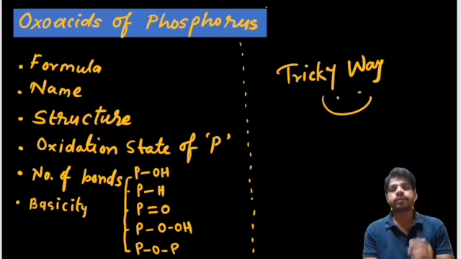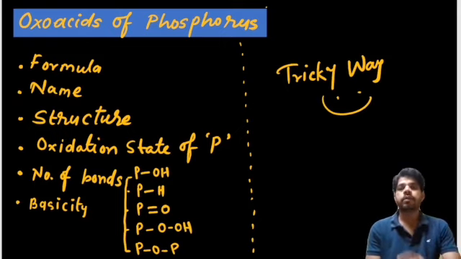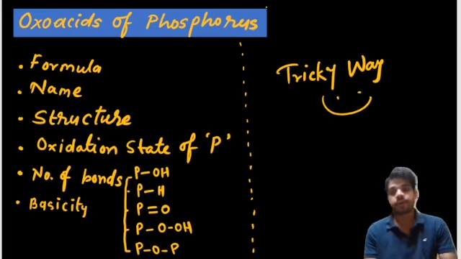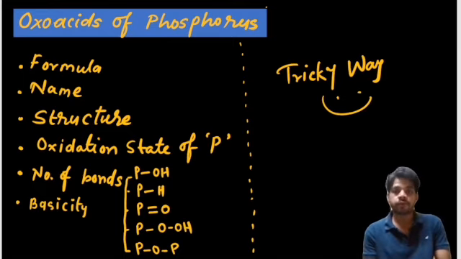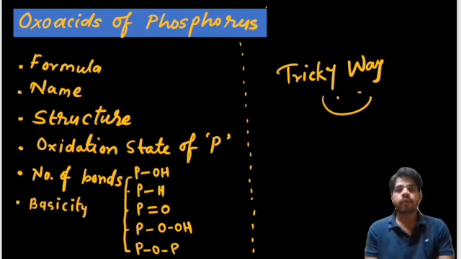The topic is oxoacids of phosphorus. This is chapter number 7, I guess, of class 12, that is P block element. And in P block element, we are going to learn about phosphorus and especially oxoacids of phosphorus. These are the following topics about which we are going to discuss in this very lecture. So let's start without any further delay.